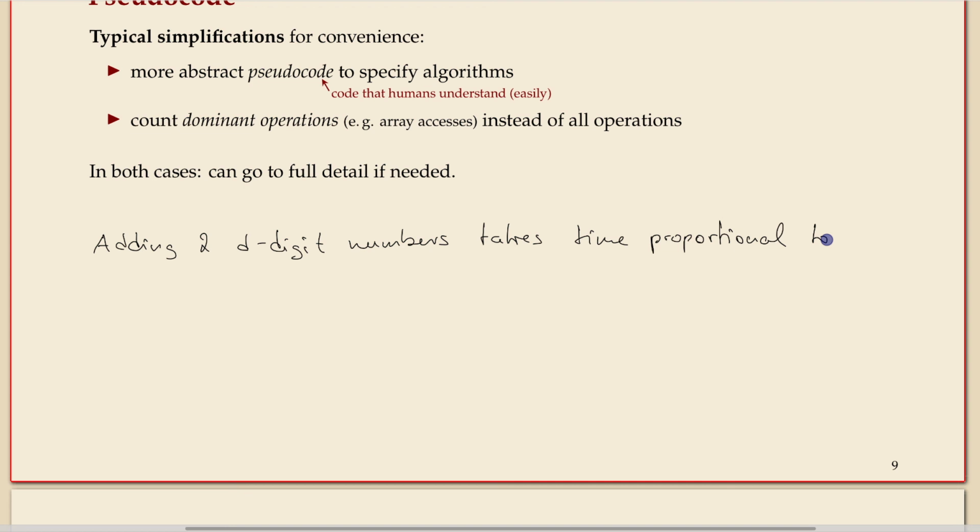d over w, because I can work with w digits at a time. And remember, w is not a constant. w depends on the input size. So w can be log n. If d is, well, it depends what n is. But this can be anything between constant and linear in d.